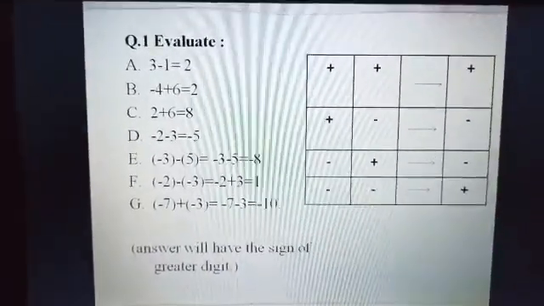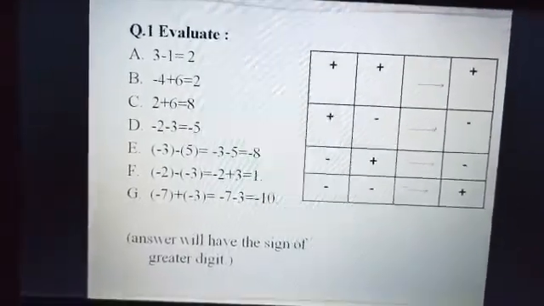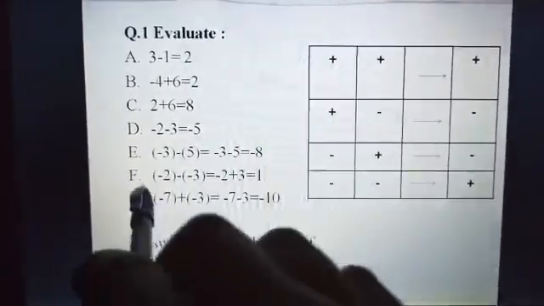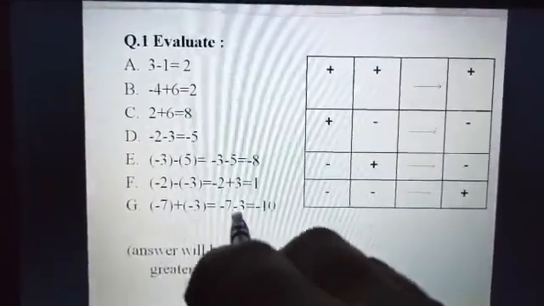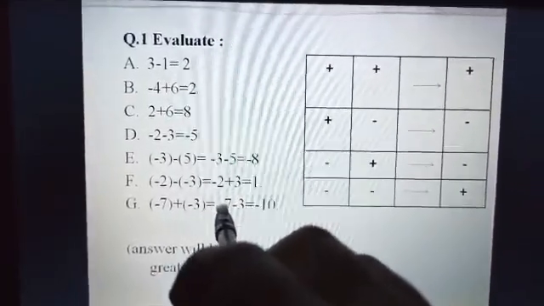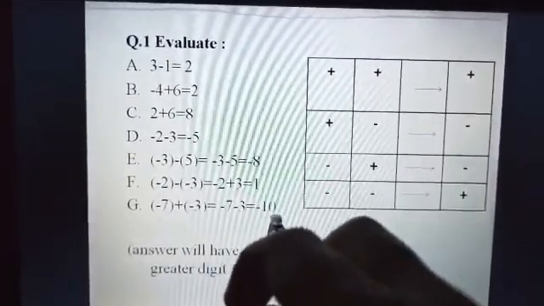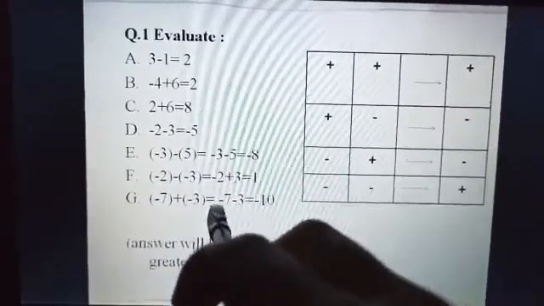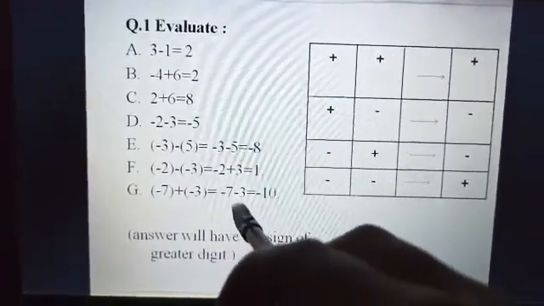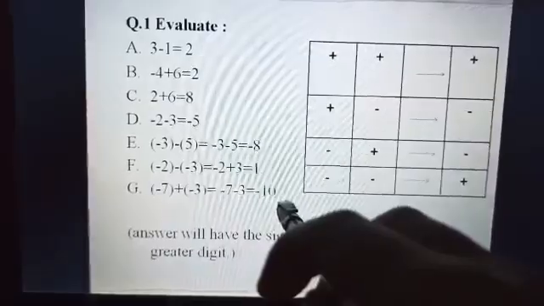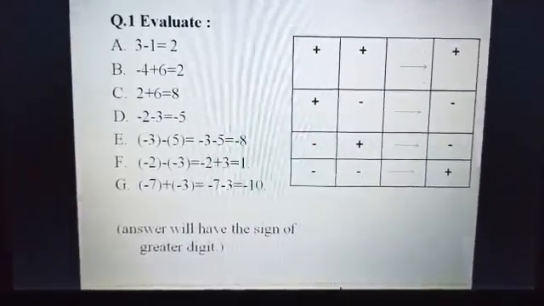Next is minus 7 plus minus 3. Again we have to solve the bracket first, which is minus 7, plus minus is minus, and then 3. Now minus minus is plus. Therefore we have 10. And the greatest digit has the sign of minus. Therefore it is equal to minus 10.